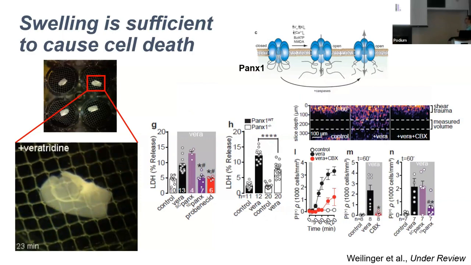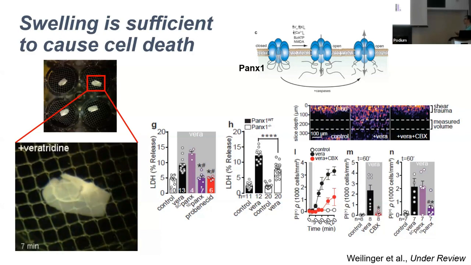And so this is a large channel that has these C tails that loop up to block it, and it can be opened either independent or dependent on caspases that cleave these tails. And it's permeable to all sorts of ions and large metabolites. And so when we do various cell death assays in this swelling model, we can see that blocking pannexin is protective in this veratridine-induced swelling by LDH release.